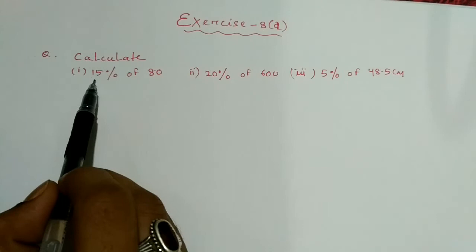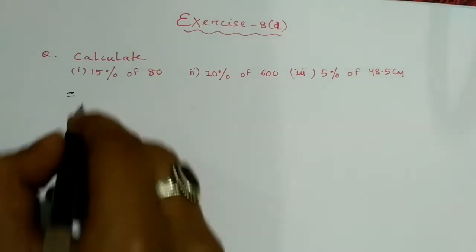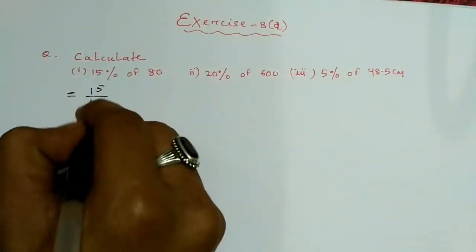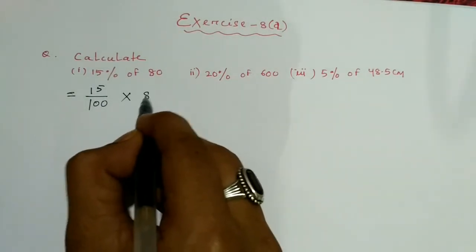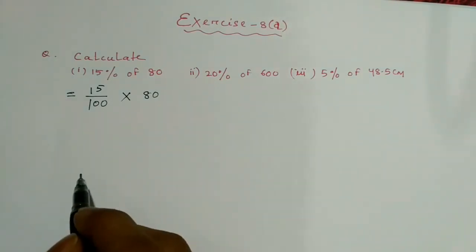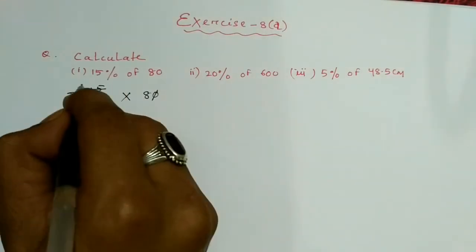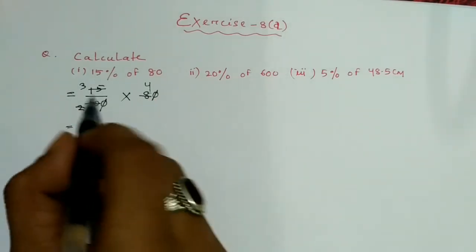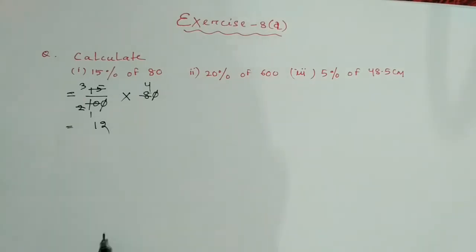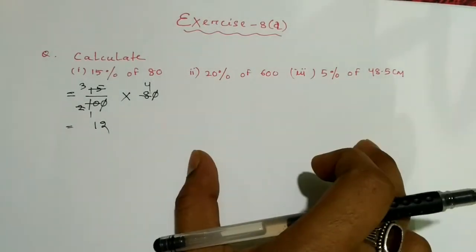So we have 15% of 80. We know that 15% means what? It is 15 divided by 100. Of means multiplication with 80. Is that clear? So friends, 10 got cancelled. 5 3s are 15, 5 2s are 10, 2 1 is a 2, 2 4s are 8. So 3 into 4, that is 12. I think it will be clear. Similarly, you can do these questions also. So pause your video, do this on your own.